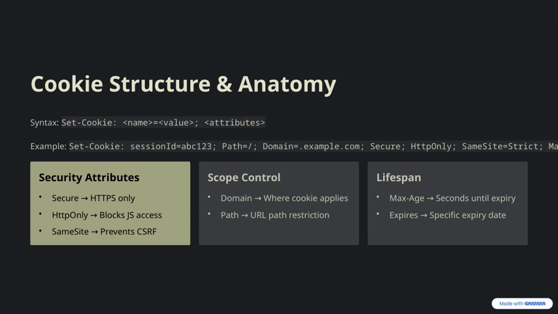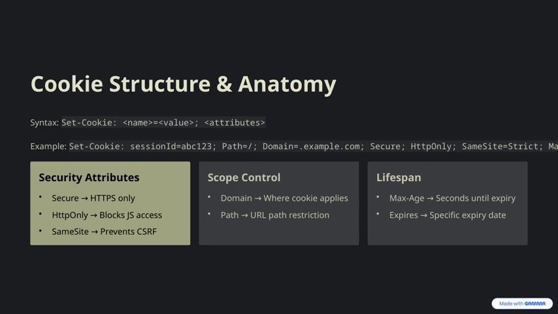Next, scope control is managed through the Domain and Path attributes. The Domain specifies where the cookie applies, only to that domain and its subdomains, while Path restricts the cookie to specific URL paths within the site. This helps limit where the cookie is sent, enhancing security and control.